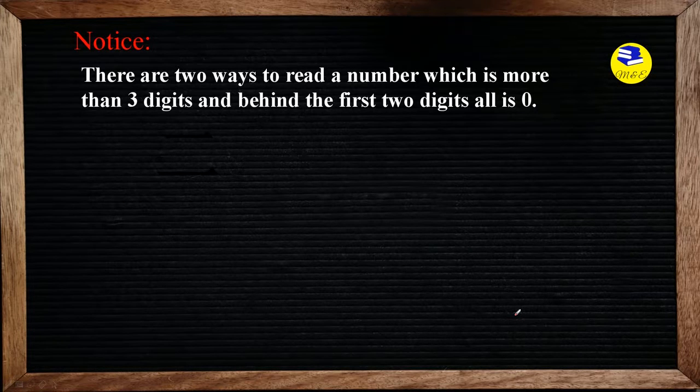I'll tell you here. You need to pay attention. Notice, there are 2 ways to read a number which has more than 3 digits, and behind the first 2 digits, always 0. What does it mean?